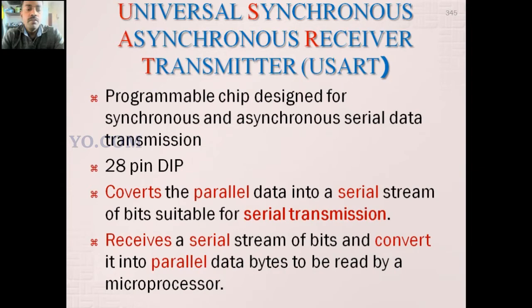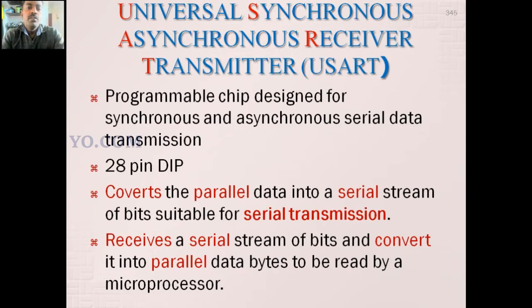So it converts serial data into parallel and transfers it to the microprocessor. It acts as a receiver and a transmitter between the microprocessor and other device. If it acts as a transmitter, it converts parallel data into serial data. If it acts as a receiver, it converts serial data into parallel data. So it acts as a bridge between the microprocessor and the external device.